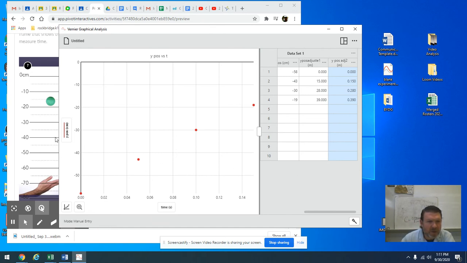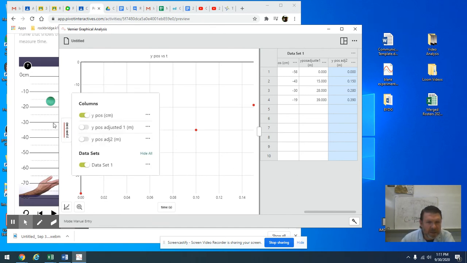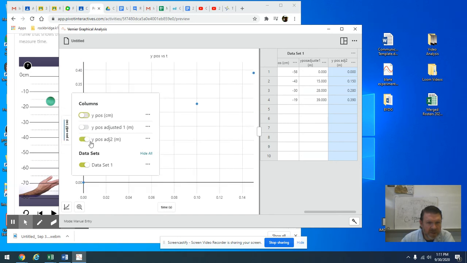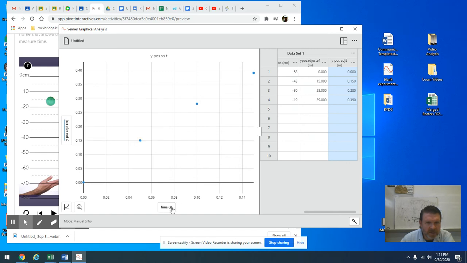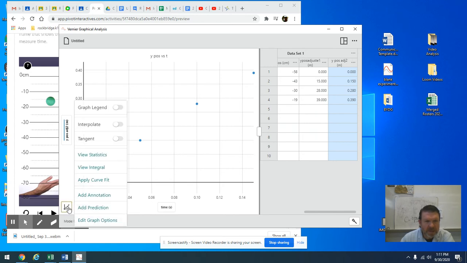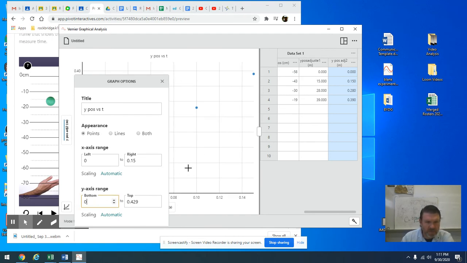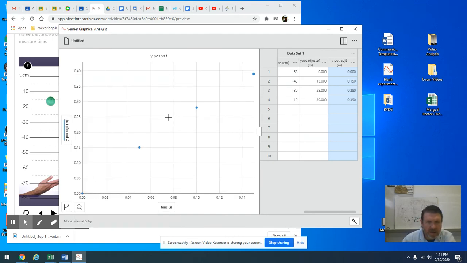That is good. So I want to go back to this, and I would like to be looking at the graph of that. So let's turn that one off, turn this one on. So now I'm looking at a graph of Y position adjusted, which is in meters. And I'm going to my graph options. I'd like to go from 0. And that looks good. Okay, so that was a little bit of work there.